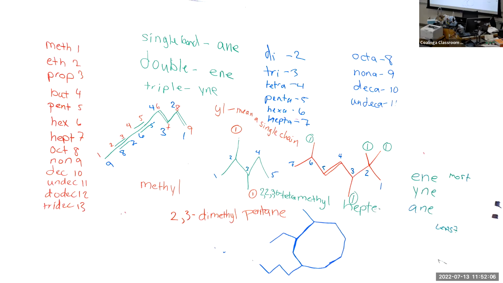Heptene, because there's a double bond. Where's that double bond located? At 4. So it's 2, 2, 3, 6, tetramethyl, 4 heptene. So I got it right. Those numbers, right? Yeah. Wait, there's a little one.